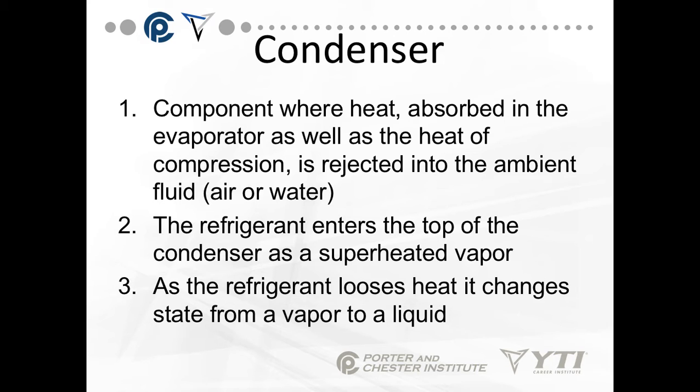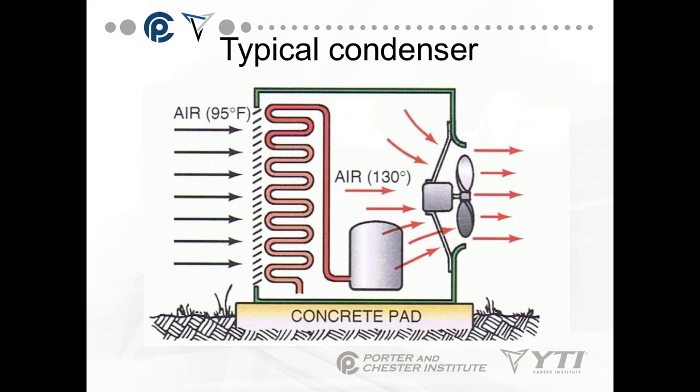The condenser is our next major component. It's a component where heat absorbed in the evaporator, as well as the heat of compression, is rejected into the ambient air or water. It's basically pushed out of the system. The refrigerant enters the top of the condenser as a superheated vapor, a high temperature vapor. As the refrigerant loses heat, it changes state from a vapor to a liquid.